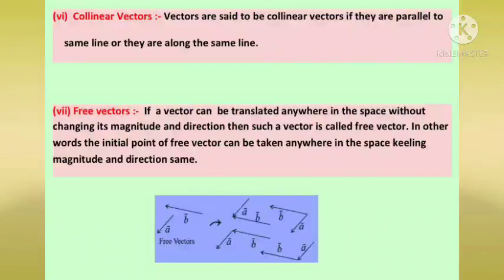So what are collinear vectors? The vectors which are parallel to each other or along the same line will be called collinear vectors. Okay. So next what we are going to see is the type of free vectors. Now what are these free vectors? A vector which can be translated anywhere in the space without changing its magnitude and direction is called a free vector. So what does this mean? You have to keep the magnitude same and direction also the same, but you can change its initial point. That is, you can place the initial point anywhere in the space. Then these types of vectors are called free vectors.